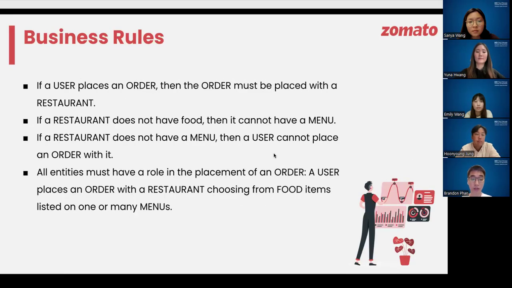Moving on, I will now describe our business rules. For our data model, we have the following. If a user places an order, then the order must be placed with a restaurant. If a restaurant does not have food, then it cannot have a menu. If a restaurant does not have a menu, then a user cannot place an order with it. All entities must have a role in the placement of an order. A user places an order with a restaurant choosing from food items listed on one or many menus. Next, Yuna will explain our relational data model.